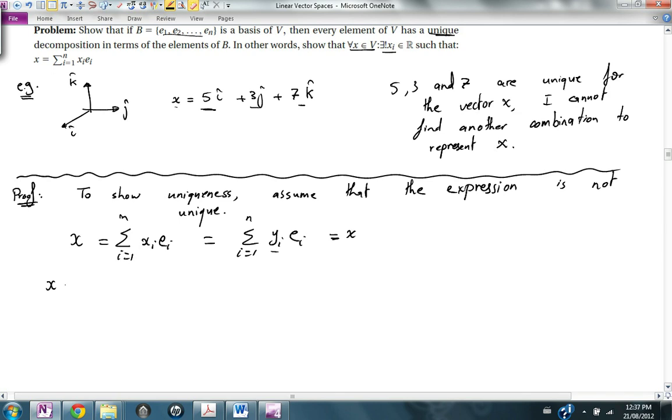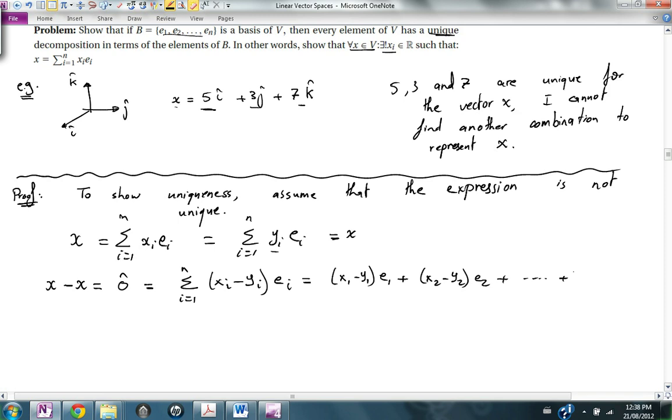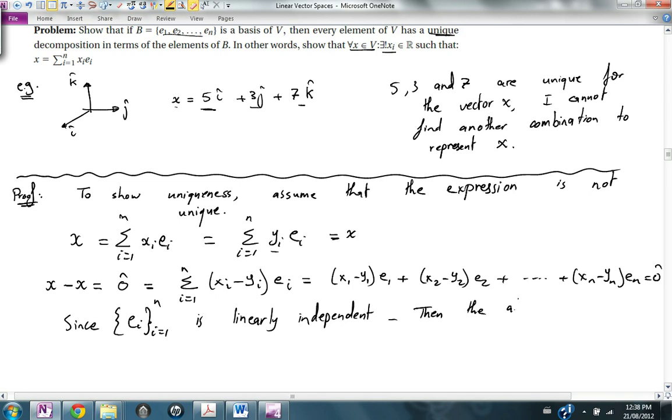Now we're going to take the first combination minus the second combination, and we know that this is equal to the zero vector, which is equal to the sum from i equals 1 to n of (xi minus yi) multiplied by ei, which is basically equal to (x1 minus y1) e1 plus (x2 minus y2) e2 and so on, plus (xn minus yn) multiplied by en. This is equal to the zero vector, and since the ei form a set of linearly independent vectors, the only combination that will produce the zero vector is the trivial combination.